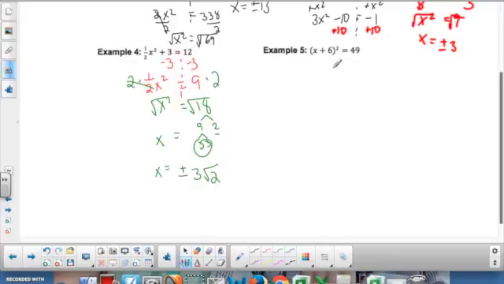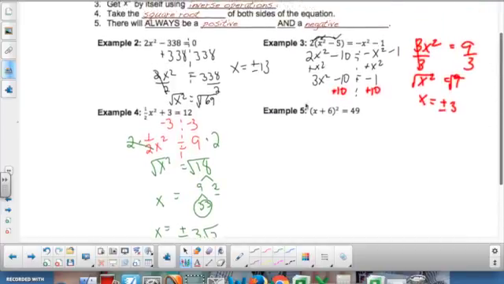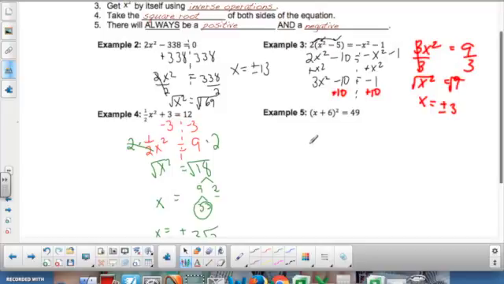Okay, example 5, the last example. In this case, I can't really get my x squared by itself because it's trapped inside of a parentheses. So when you see something like this, I'm going to get rid of that pesky exponent by taking the square root right from the start. But again, anything I do to one side, I have to do to the other. That cancels out that exponent and leaves me with just x plus 6. Over here, remember that the square root of 49 is positive or negative 7.